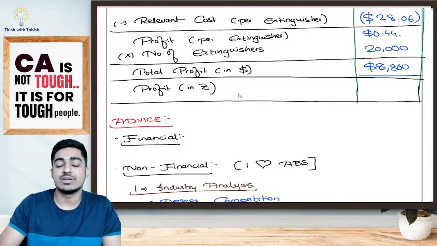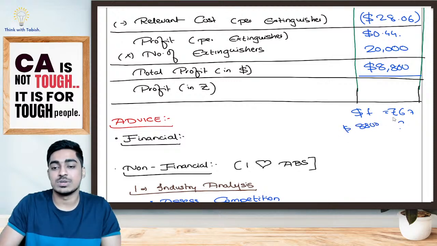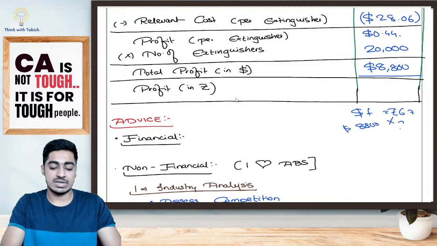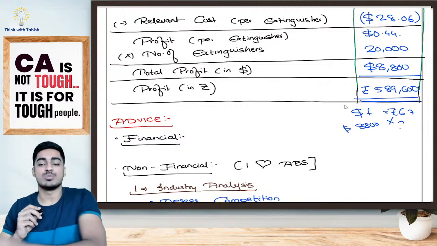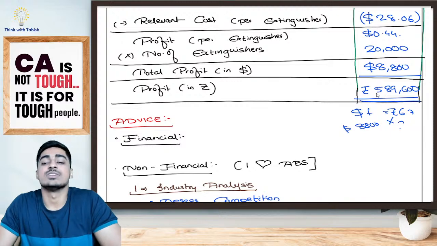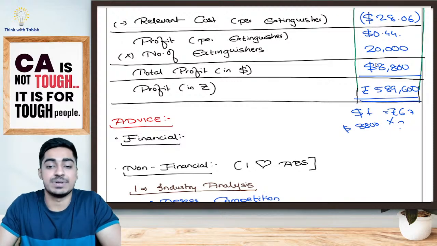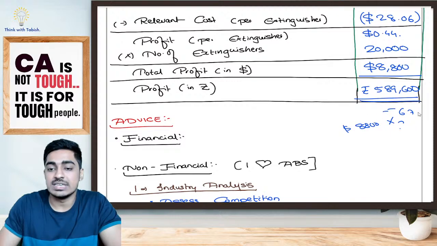If you want, you can convert it into rupees as well. $1 is equal to 67 rupees. So $8,800 is equal to how much in rupees? 8,800 into 67 comes to 5,89,600 rupees. Okay, there may be a small rounding error because we have rounded off here. So the total profit which we will be earning if we accept is 5,89,600.